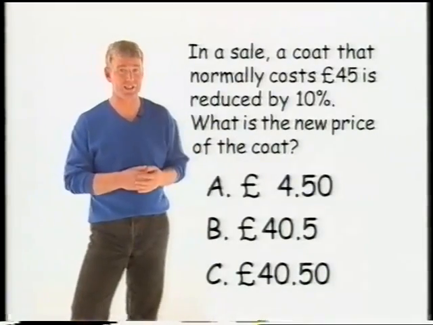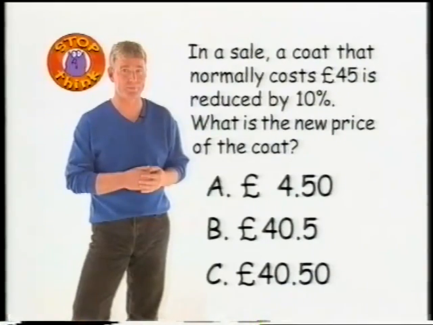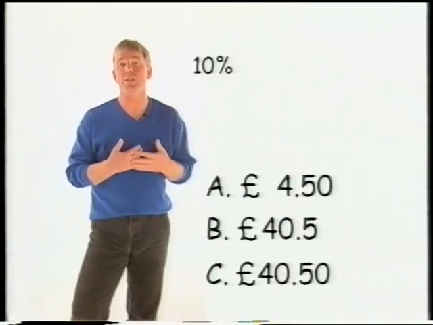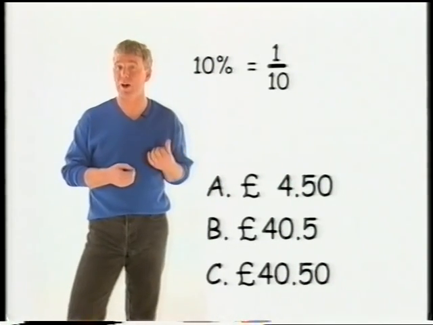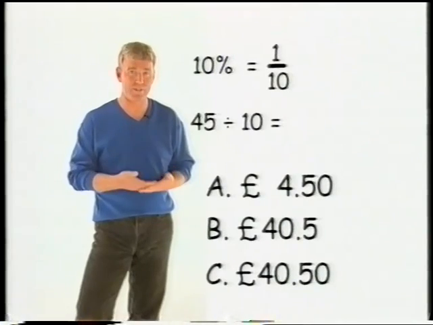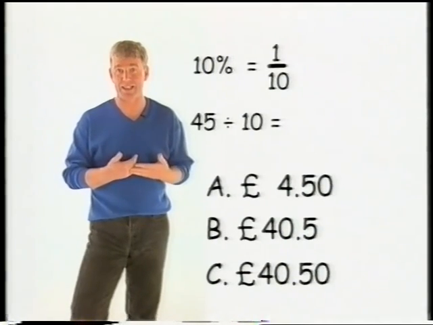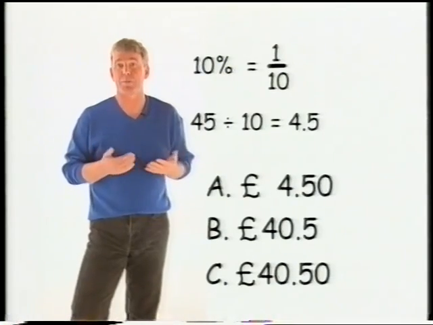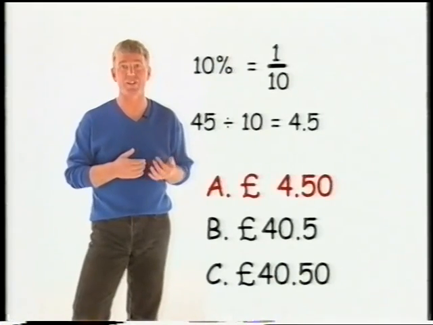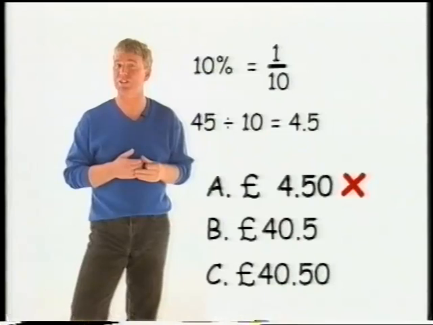Time for your final answer. We know 10% is 1/10, and to find a tenth, we divide by 10. 45 divided by 10 is 4.5. Now that's how much the coat is reduced by, answer A, but that's not the answer.